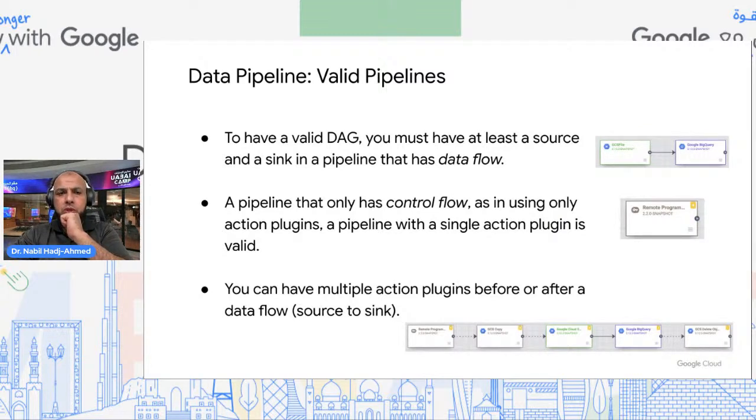Now, which pipelines are valid? In order to have a valid pipeline, you should have at least one source and at least one sink. Sources are where data will be read, and sinks are where data will be copied or written to. You can also have a pipeline where only control flow is passing from one stage to another. That's also possible. And you can have multiple action plugins placed before or after the source and sink. All these possible combinations are completely flexible from the UI.